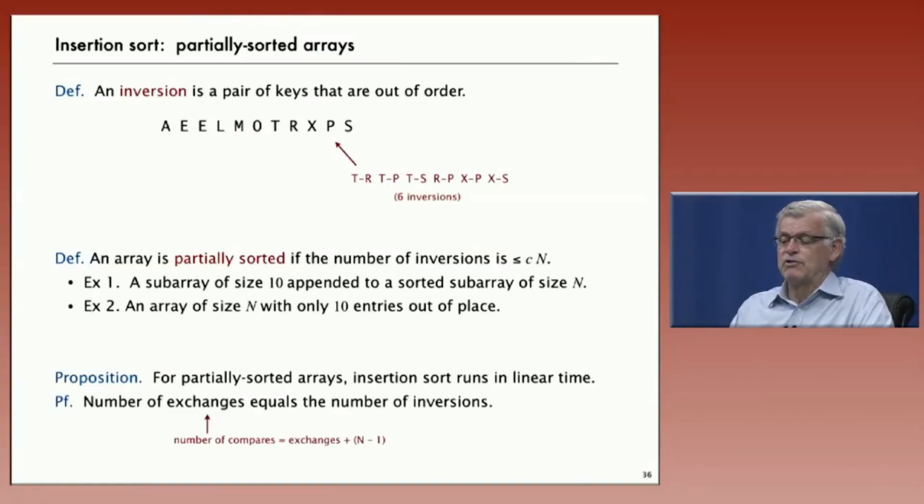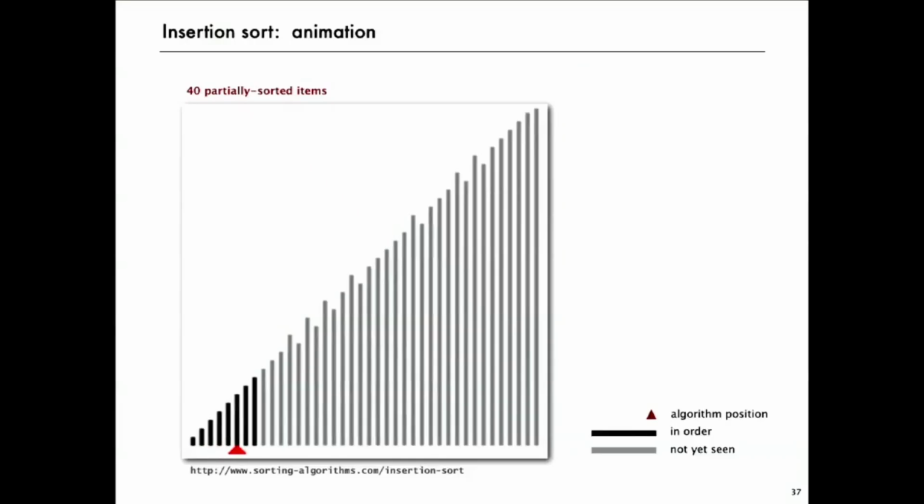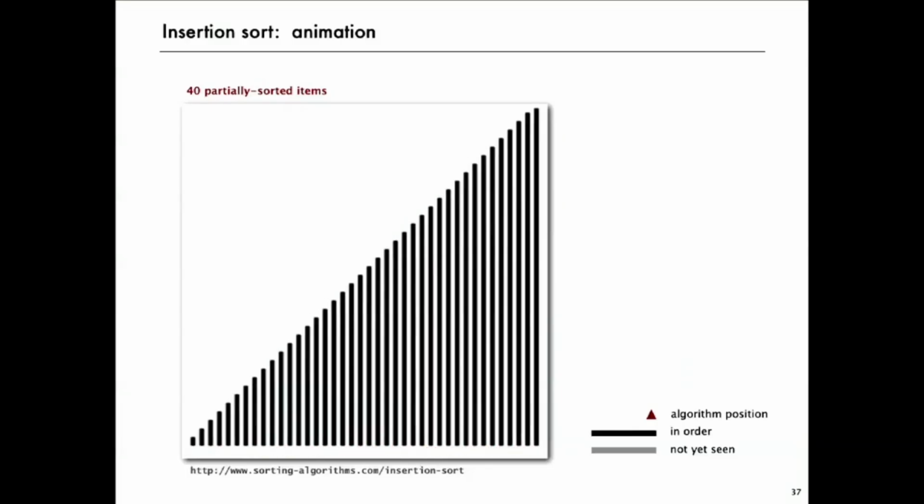What's interesting about insertion sort is that it runs in linear time for partially sorted arrays. The proof is that the number of exchanges is equal to the number of inversions, and then there's an extra compare for every element except the first. So let's look at how that looks in the animation. Here's a partially sorted array, and you can see that insertion sort quickly gets the job done. We're going to take advantage of this a little bit later in this lecture. That's insertion sort, our second elementary sorting method.